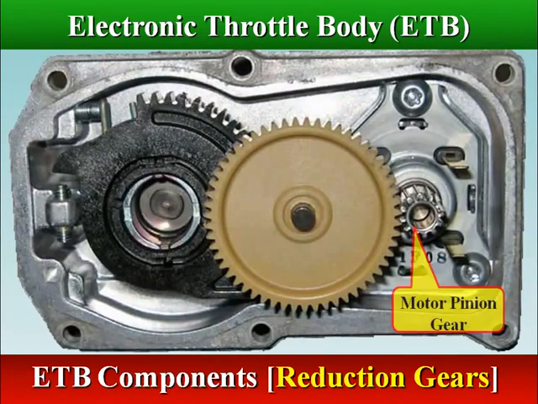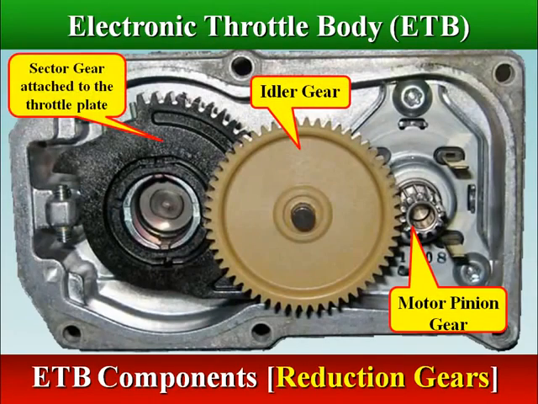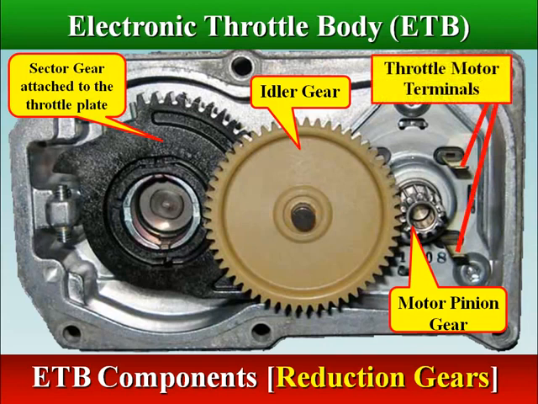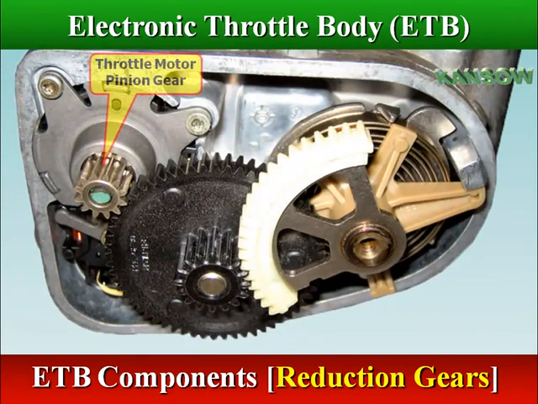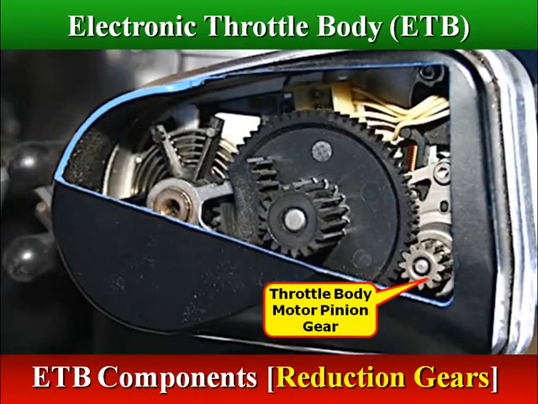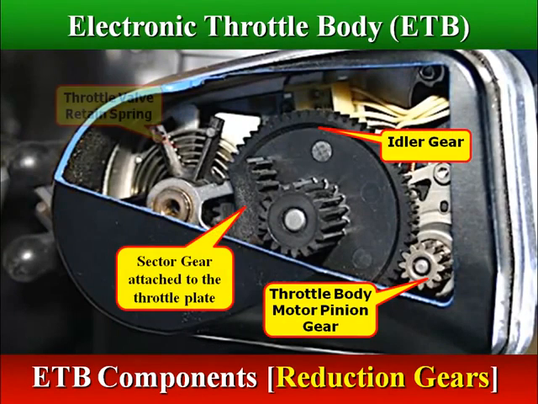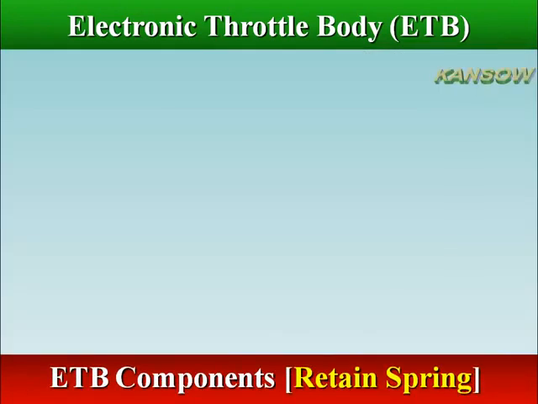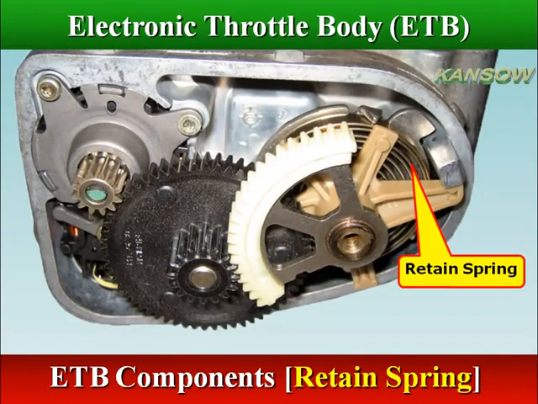The throttle motor is mechanically coupled to the throttle valve through a gear train and controls the throttle valve angle. The gear train, reduction gears, is used to multiply the torque of the DC motor. The throttle motor pinion gear drives a larger plastic idler gear, which then drives the small gear in mesh with the sector gear attached to the throttle plate. This results in a huge torque increase from the small motor. The throttle plate is held in a default position by a spring inside.